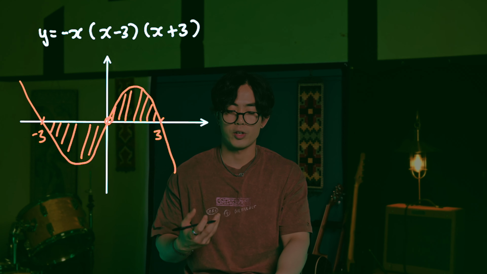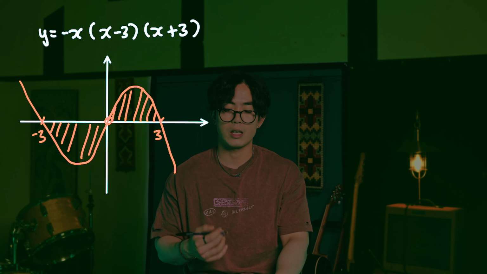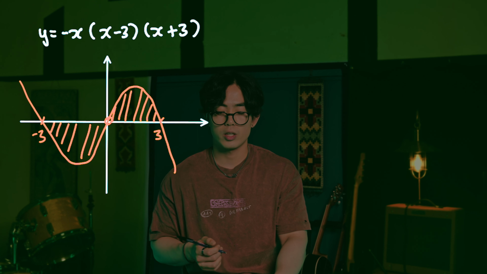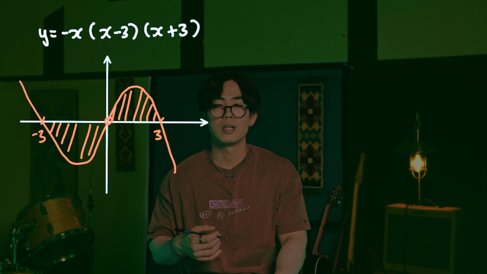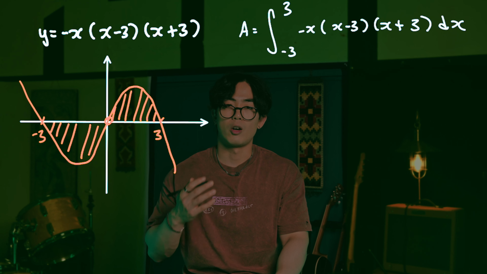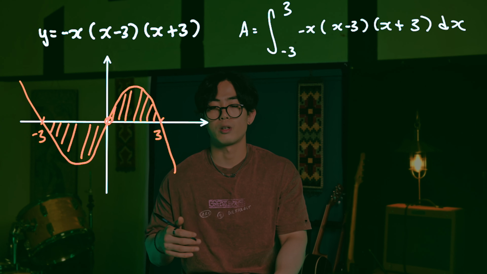Now, let's say I have a function y is equal to minus x, x minus 3, x plus 3, and I want to find the finite area. So once again, let's sketch out this function. It's going to look something like this, where it crosses the x-axis at minus 3, 0, and 3. So if I wanted to find these areas, what I would have to do is plug in the lower limit of minus 3 and the upper limit of 3.